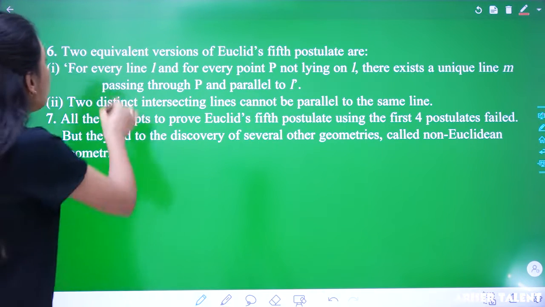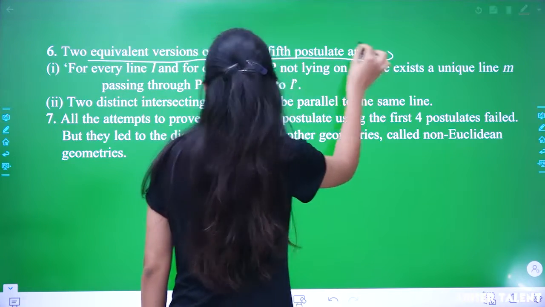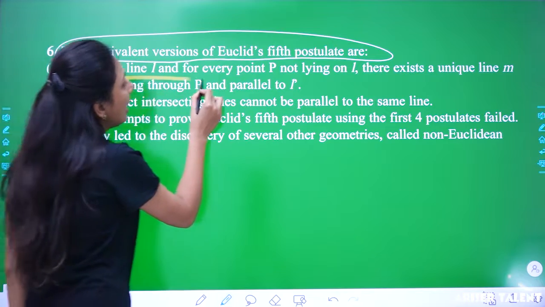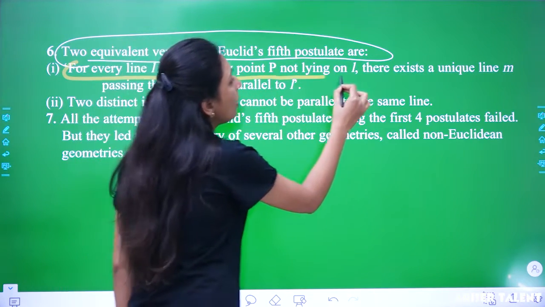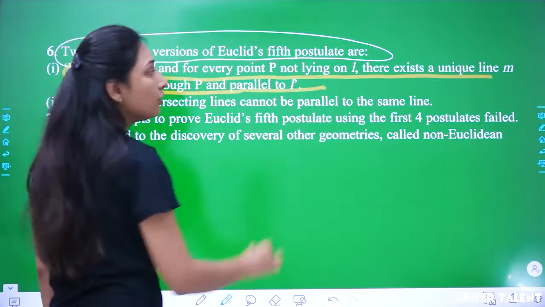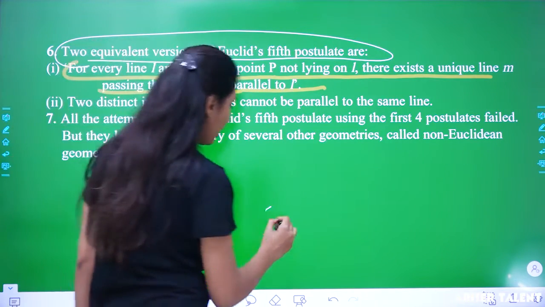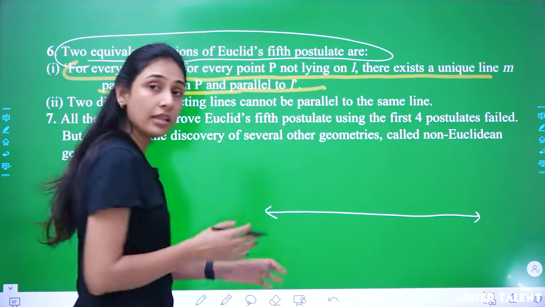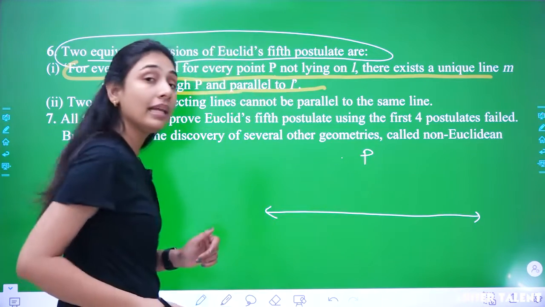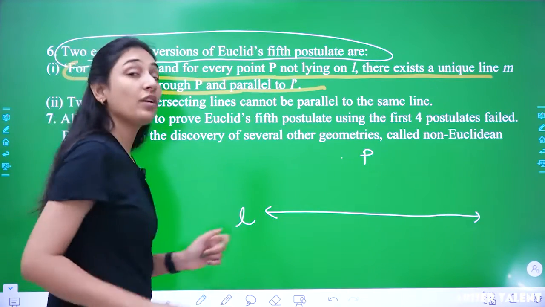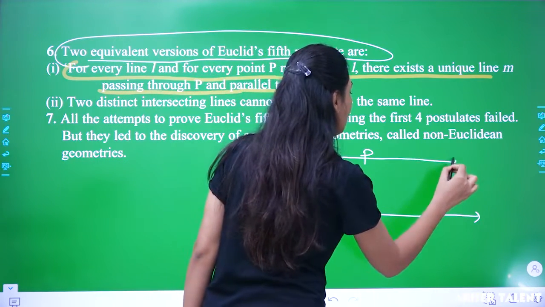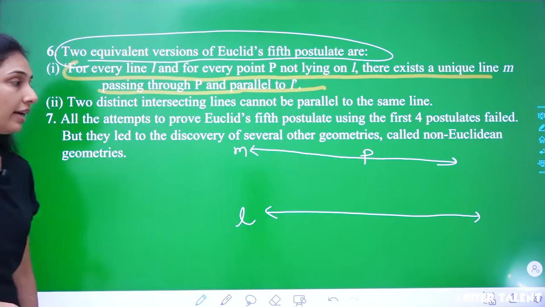Now the sixth one: two equivalent versions of Euclid's fifth postulate are, first, Playfair's axiom: for every line L and for every point P not lying on L, there exists a unique line M passing through point P and parallel to L. So we are having a line here. Other than this line, we are having a point P which is not on the line. Then for this line L, we can always draw a line M which is parallel to L and passing through P, right?